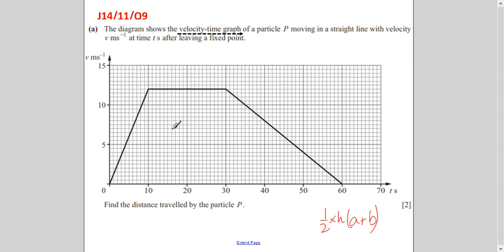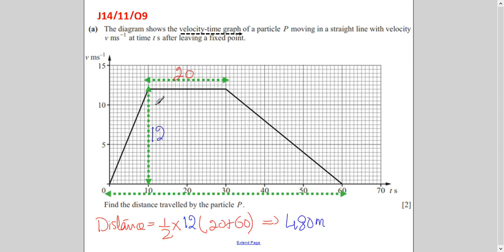So to find the area under this, we need to find out what this height is, what this length is, and what this length is, so that we can apply the values in the area of a trapezium formula. And I have already told you how to read these values. So we are just simply plugging in the values here.